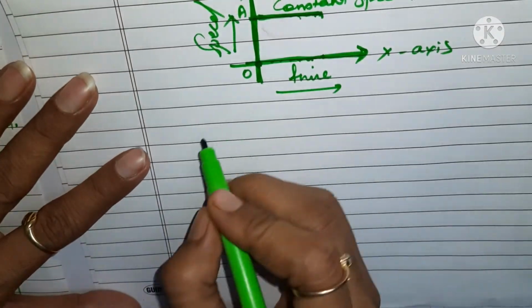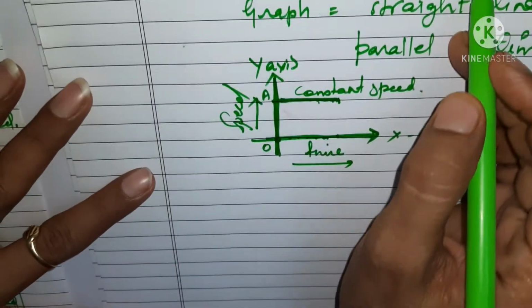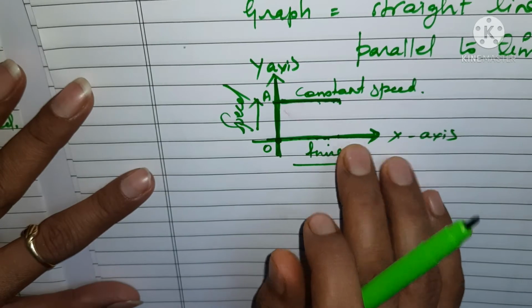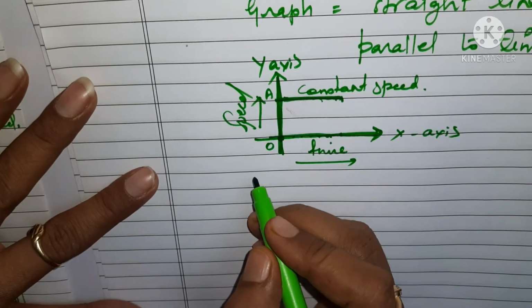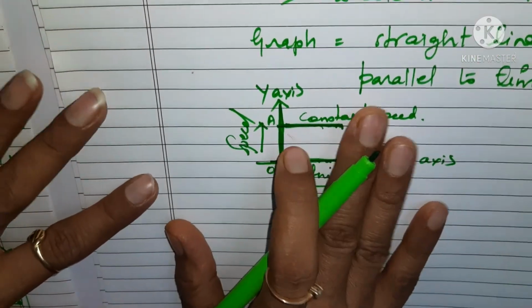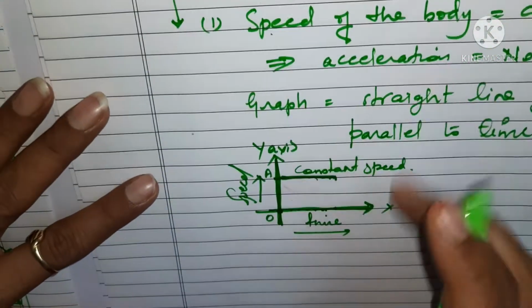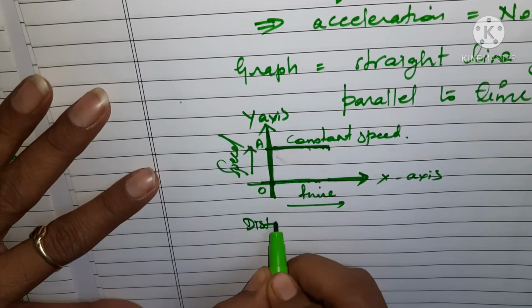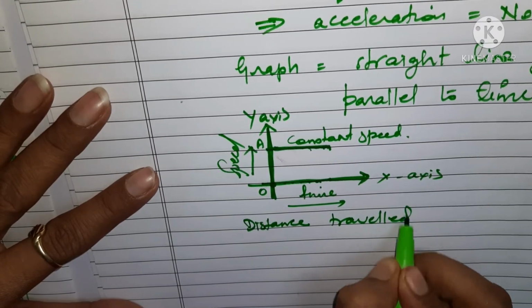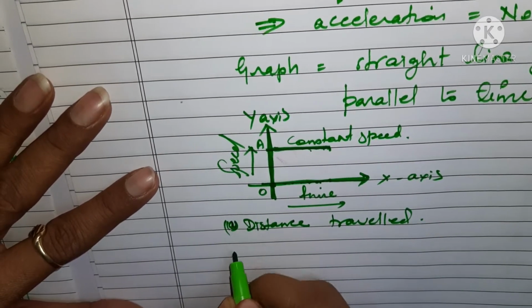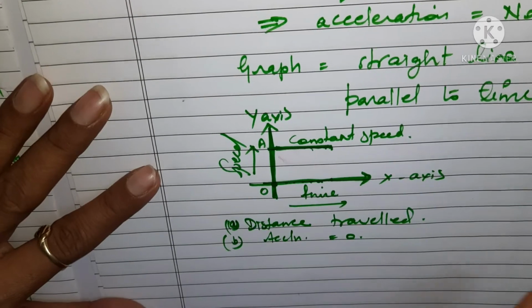Also, since there is no acceleration in this case, we cannot find acceleration through this graph. But we can still find the distance traveled. So with the help of this speed time graph, when the speed of the body is constant, we can find only the distance traveled by the body. We cannot find acceleration; acceleration is 0.